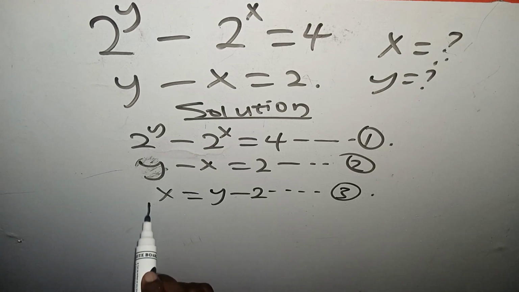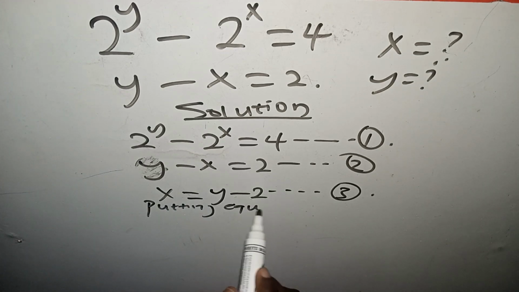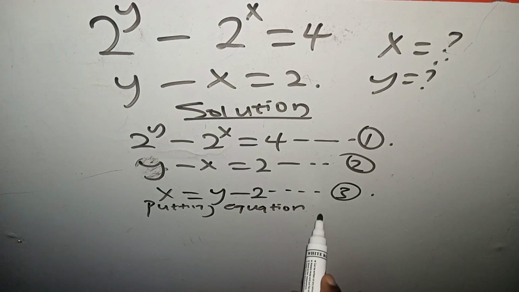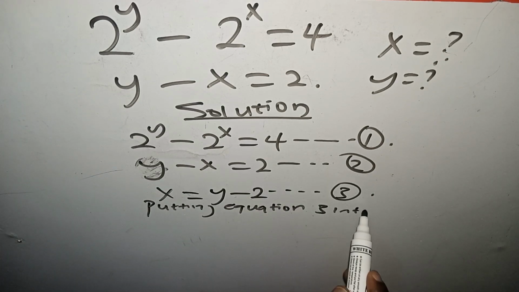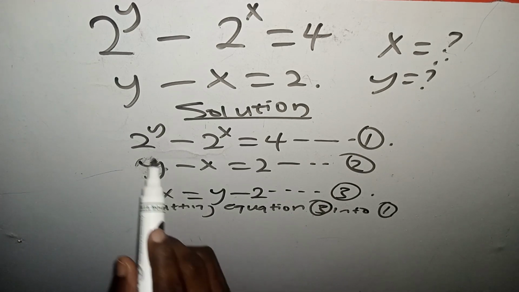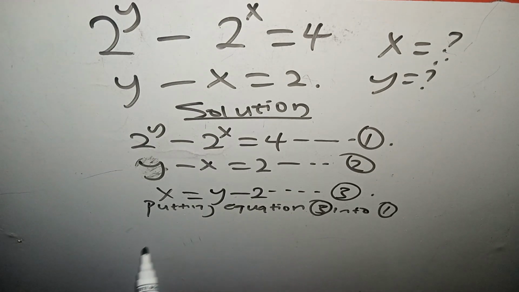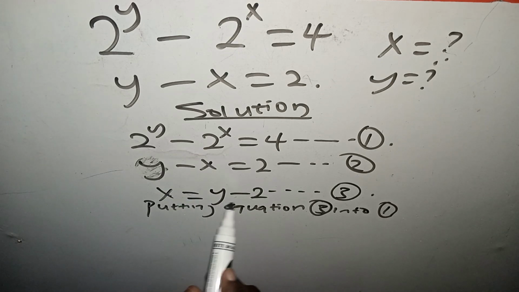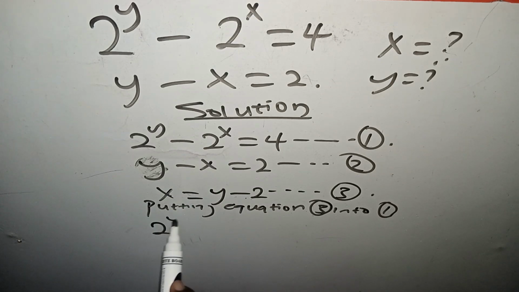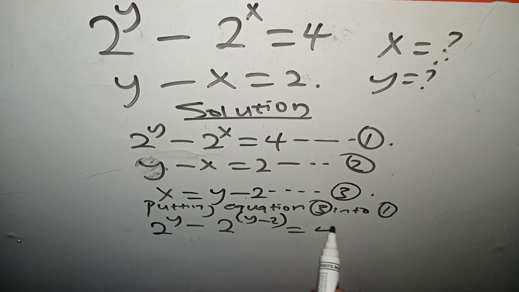So we can say, putting equation 3 into equation 1. Remember, our equation 1 is 2 to the power of y minus 2 to the power of x equal 4. So we are going to put y minus 2 in the place of x. So we are going to have 2 to the power of y minus 2 to the power of (y minus 2) is equal to 4.